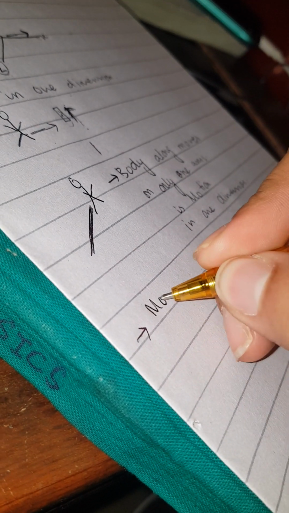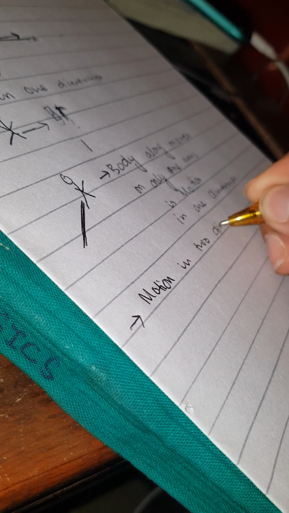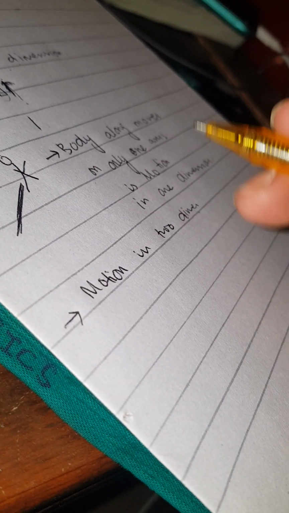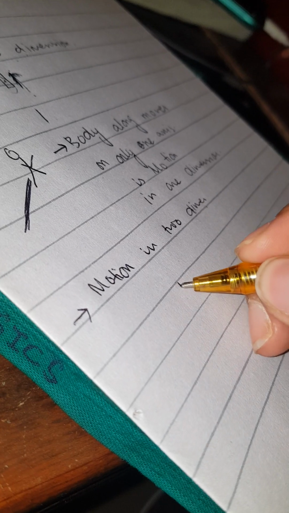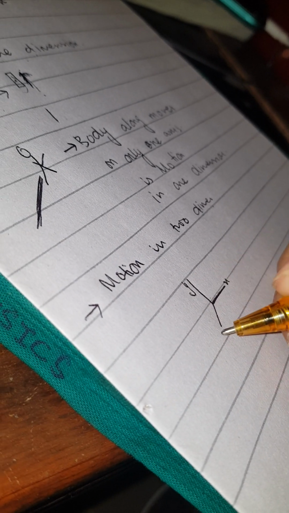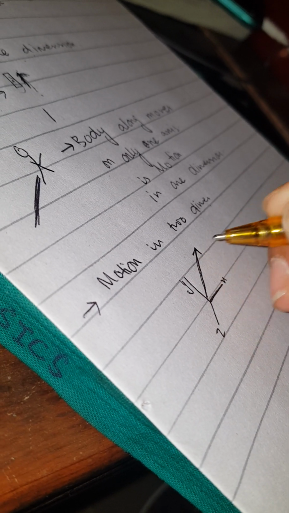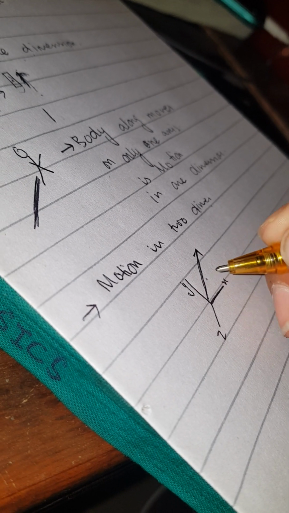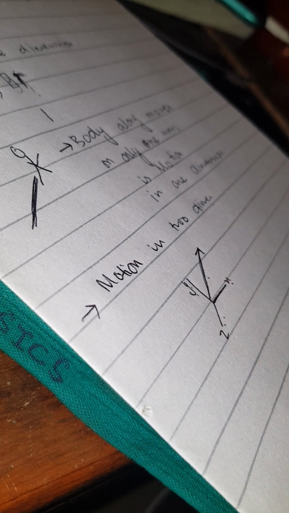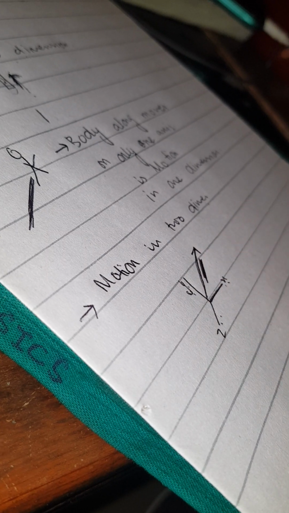If we talk about motion in two dimensions, what does it mean? Dimension means direction, and it is the same as before. If a body is moving in this inclined direction, it means the body is moving in two dimensions. For example, it is working on the x-axis and y-axis, or the y-axis and z-axis, so it is motion in two dimensions.